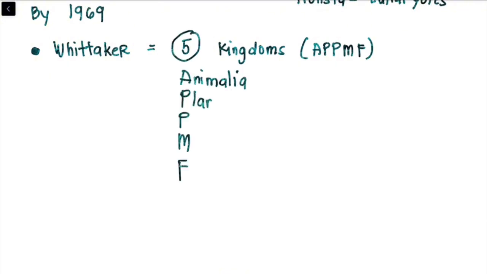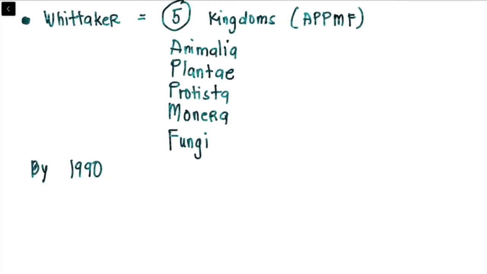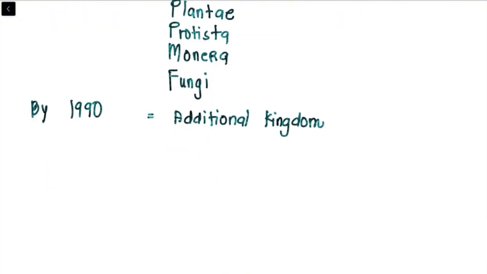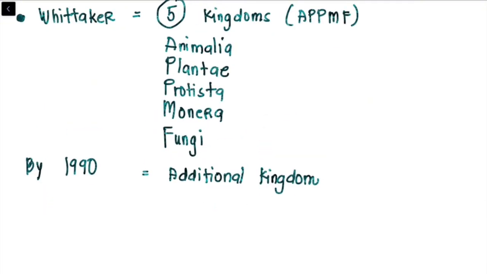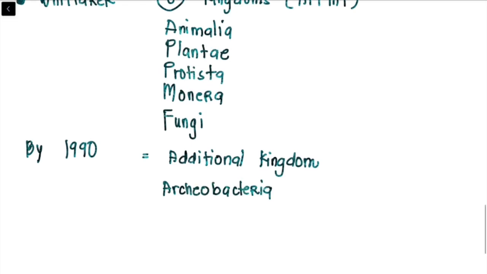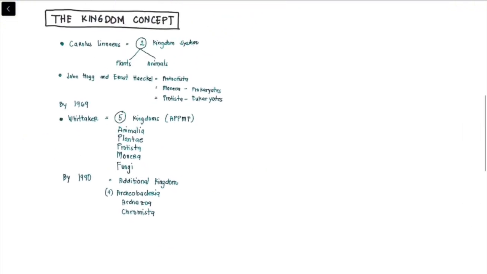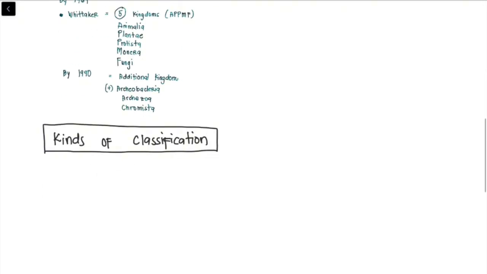We have the mnemonic A, P, P, M, F. Animalia, Plantae, Protista, Monera, and Fungi. And by 1990, nag-add again another kingdom, which is the Archaebacteria. So meron na kayong 6 na kingdom system adding Archaebacteria. It's CHAE. And then again, additionally yung Archezoa and Chromista.